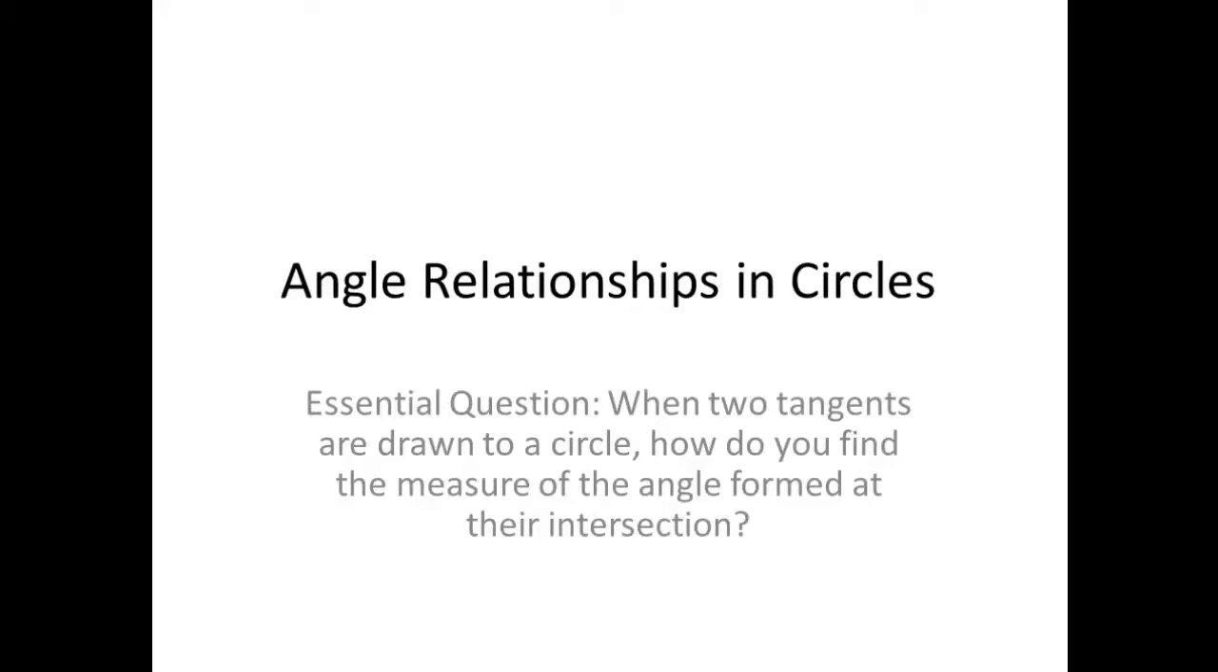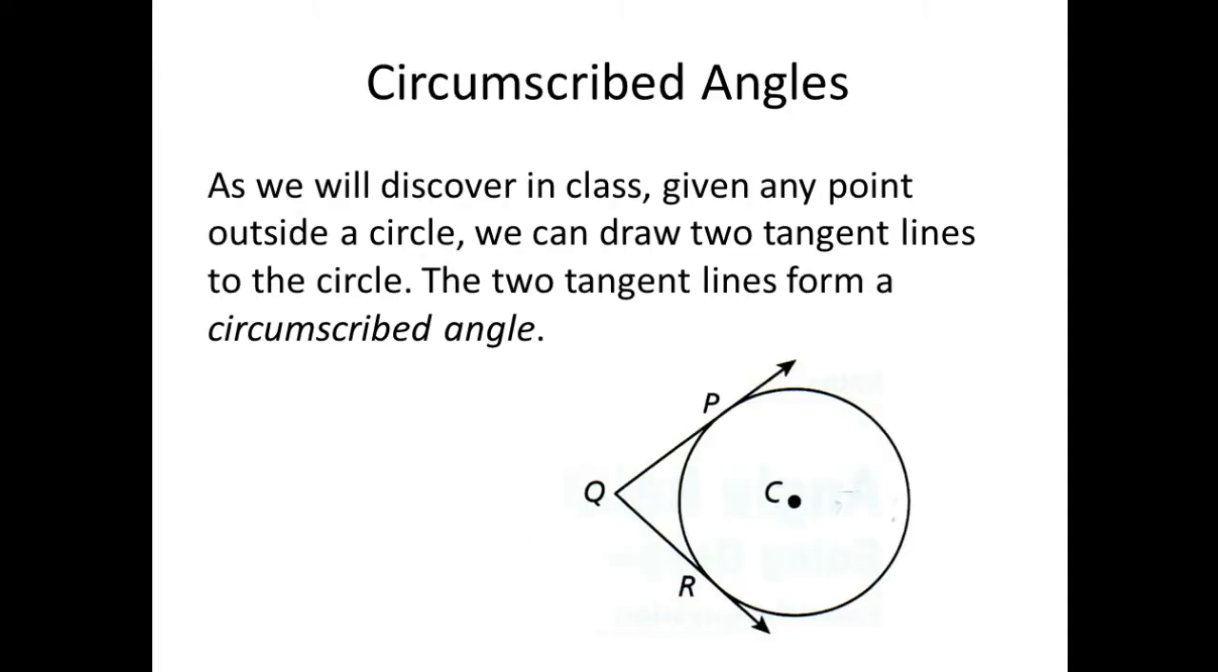In this lesson, we will answer the following essential question. When two tangents are drawn to a circle, how do you find the measure of the angle formed at their intersection? As we'll discover in class, given any point outside of a circle, we can draw two tangent lines to the circle. The two tangent lines form what's called a circumscribed angle.